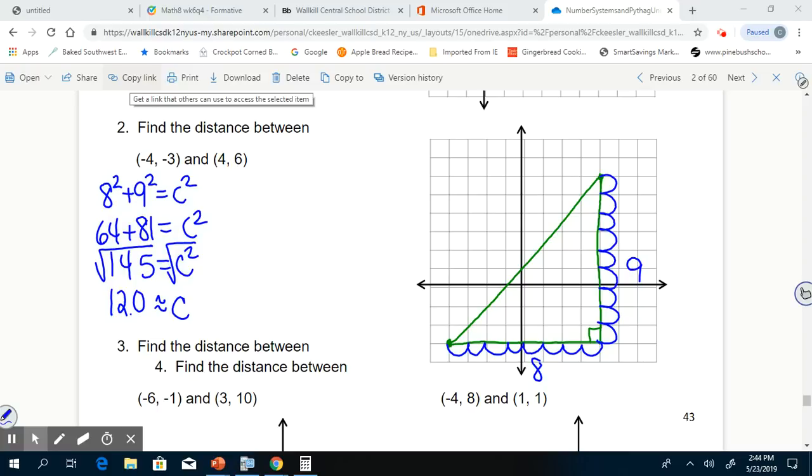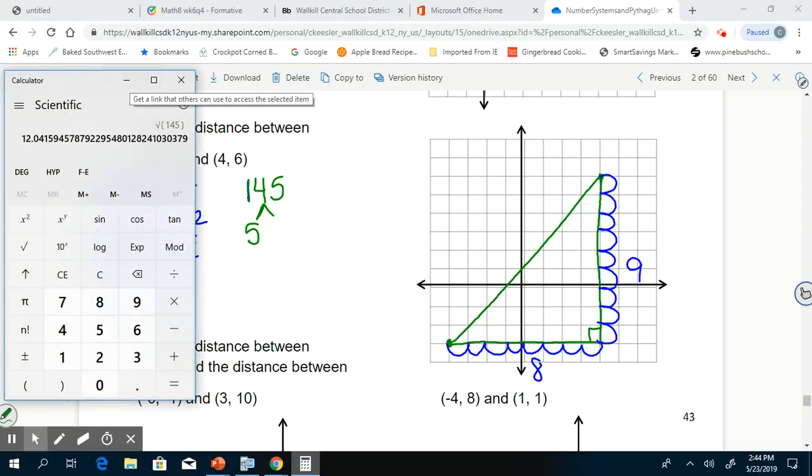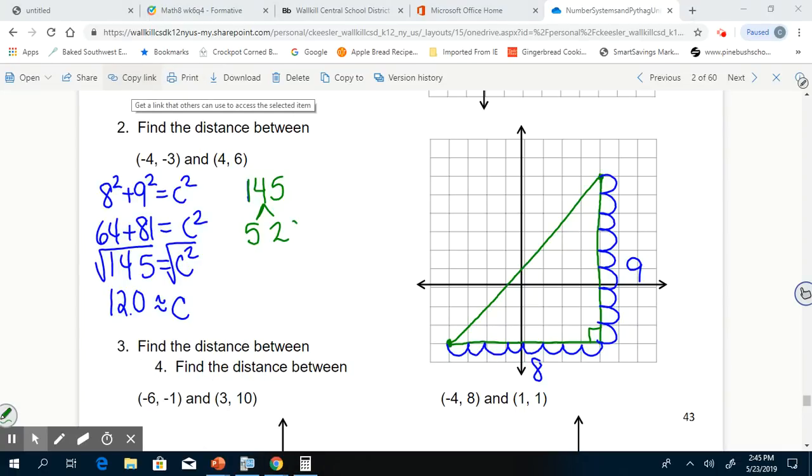So now we can also see if it can be simplified into simplest radical form. We know since this number ends in 5, it can be divided by 5. And 145 divided by 5 is 29. So 5 and 29 are both prime. So this cannot be simplified. The simplest form in most exact form would just be the square root of 145.